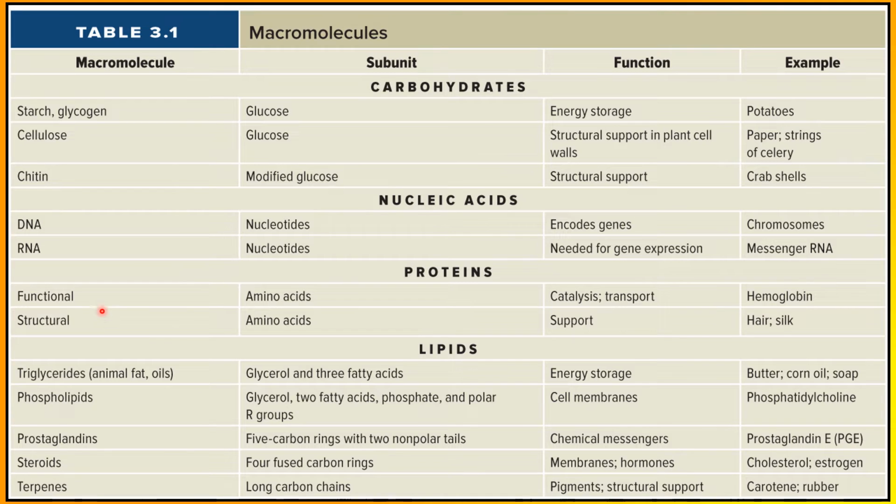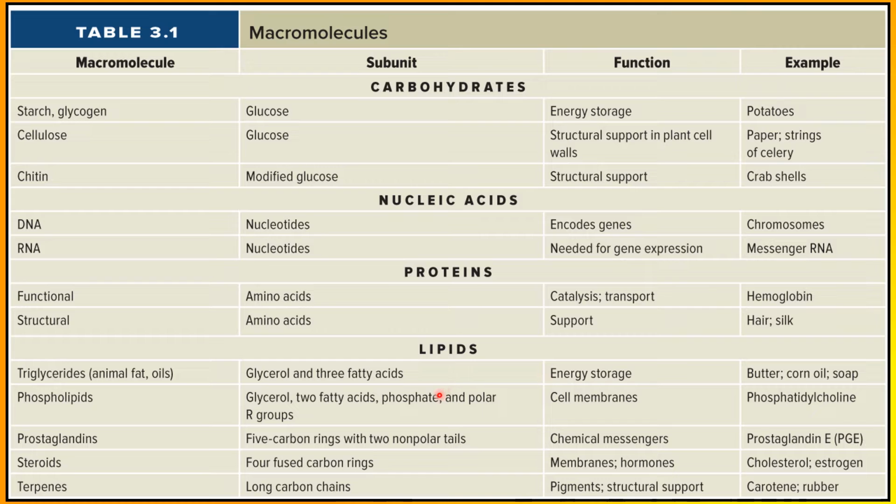And you have functional proteins and you have structural proteins, and functional proteins are like catalysts, enzymes we call them, and for transport in the case of hemoglobin, and also for support, hair and silk, which I'll point out again in a minute. But the important thing here for proteins is the monomer subunit is the amino acid. Proteins are nothing but big, long chains of amino acids. And we'll see that as we get into this chapter.